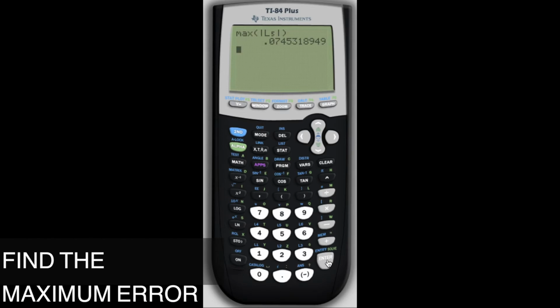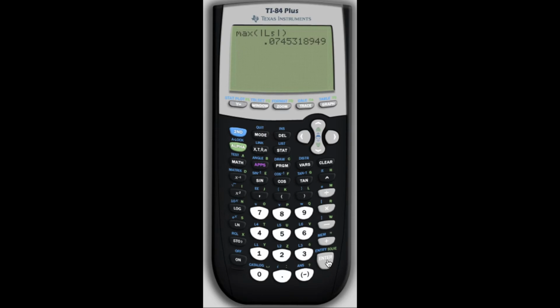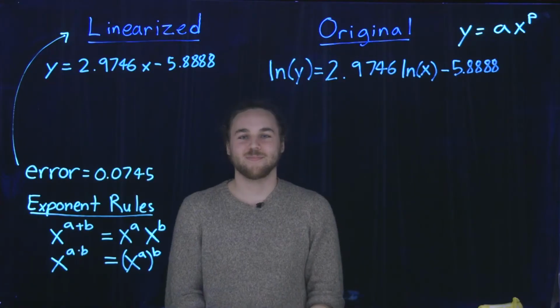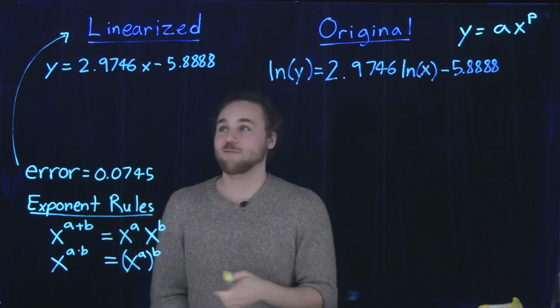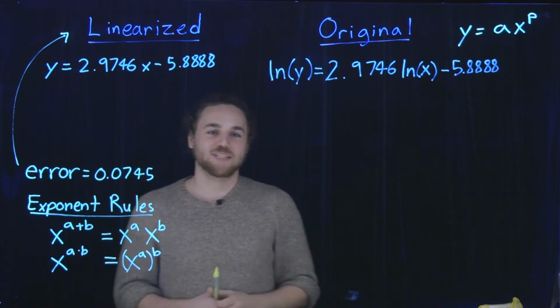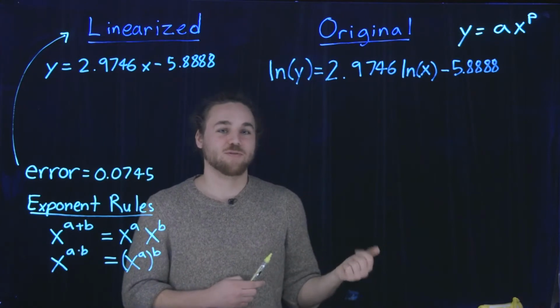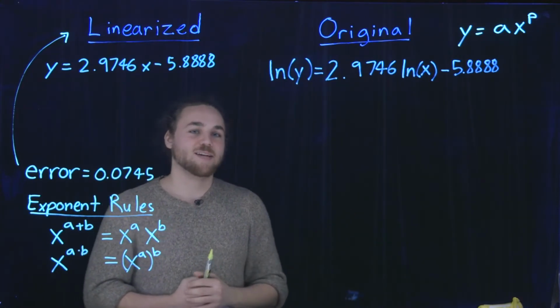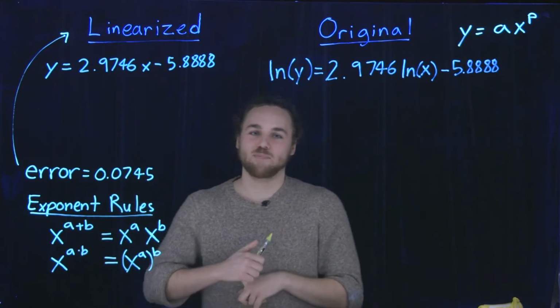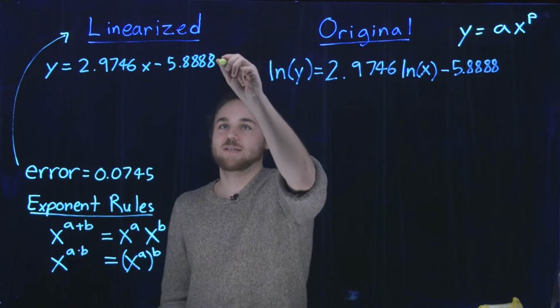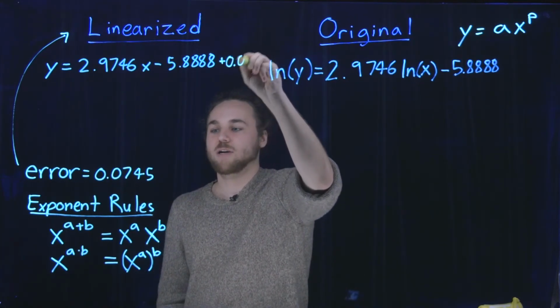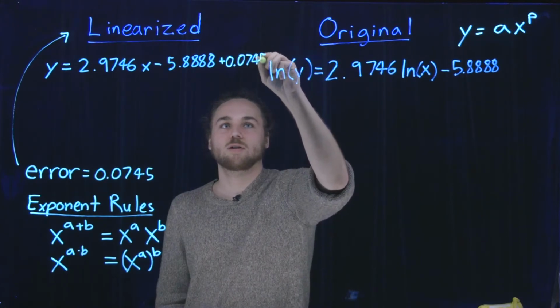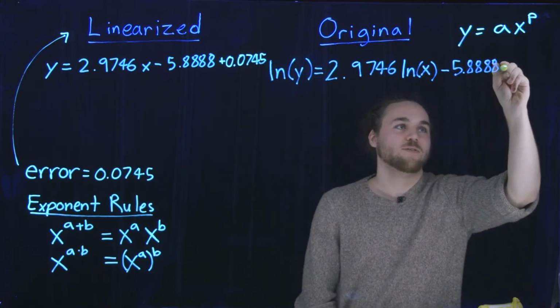Now, let's return to the math window to find our bounding functions. So now that we have the error for our linearized data, we want to use it to find the bounding functions for our original power data. And to do that, we're going to first start off by finding the upper bound, in which all we do is just add the error to the equation, right? And we'll do it over here too.